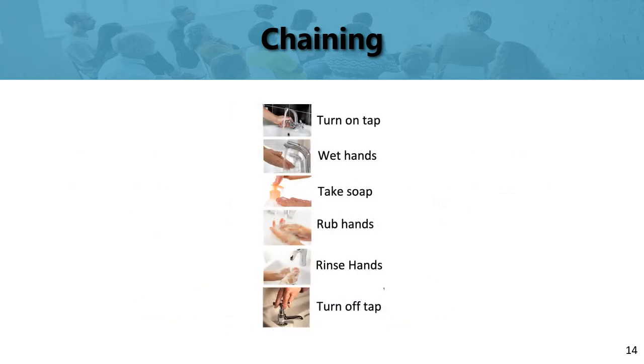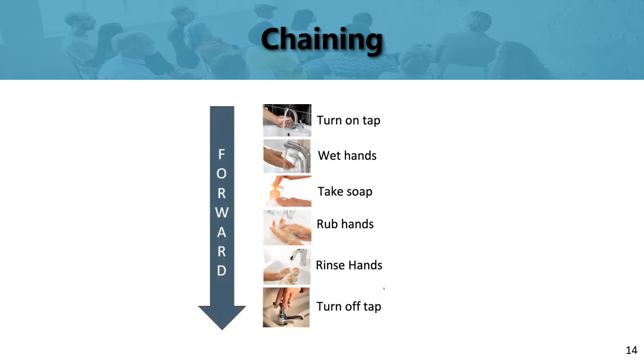In this visual, you will see forward chaining indicated by the blue arrow going down. This is when we teach the first skill and build on it. In this case, turn on the tap, meaning turn on the water. When the student can do that independently, then the student will be prompted to wet hands, which is the second step. As each skill builds upon the last, the student learns to wash hands independently.